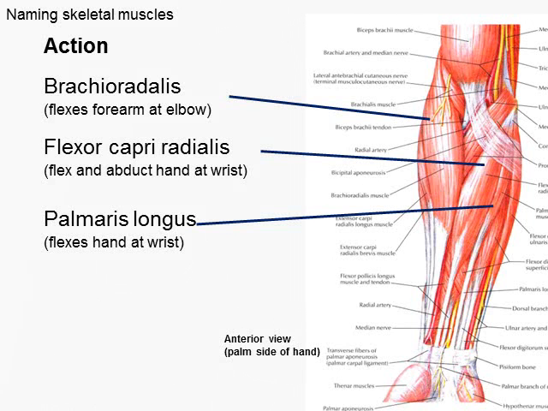Action, brachioradialis. Think of that's that huge forearm muscle, the thumb side. It's going to flex the forearm. Flexor carpi radialis. It's going to flex and abduct the hand at the wrist. And palmaris longus, I've mentioned that one before, flexes the hand at the wrist. So we're on the palm side, which is called the anterior view.